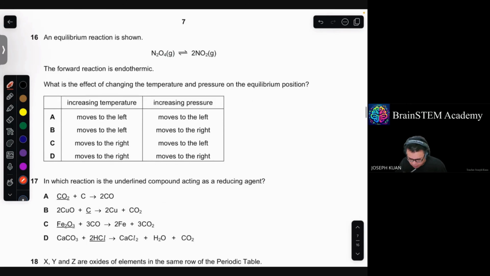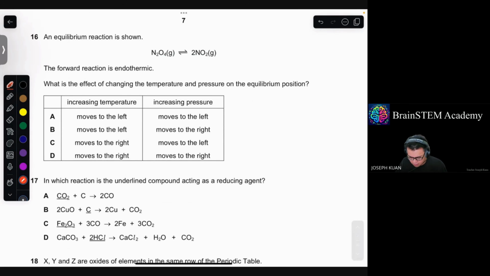Moving on, number 16, an equilibrium reaction is shown. The forward reaction is endothermic. What is the effect of changing the temperature and pressure on the equilibrium position? Here comes the difficult question, which is about equilibrium position.